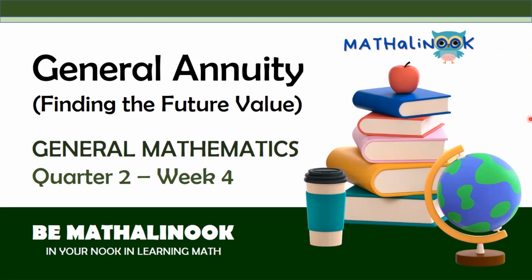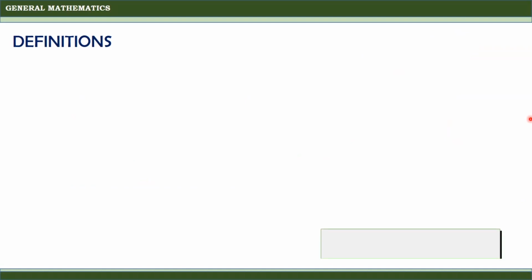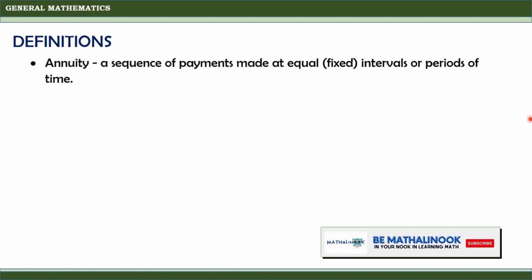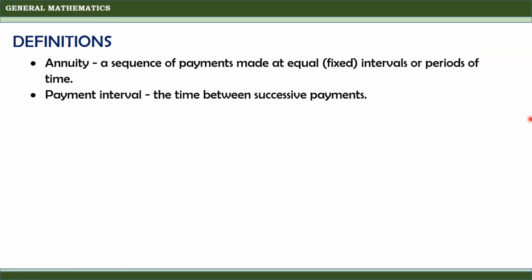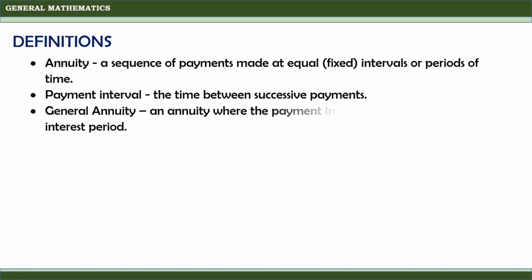Good day everyone! In this video, we will discuss finding the future value of a general annuity. Before we proceed to some problems, let us first define the terminologies that we need to know to be able to understand the lesson. Annuity is a sequence of payments made at equal or fixed intervals or periods of time. Payment interval is the time between successive payments.